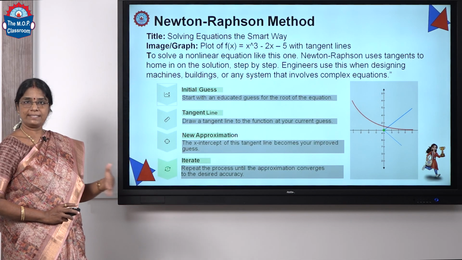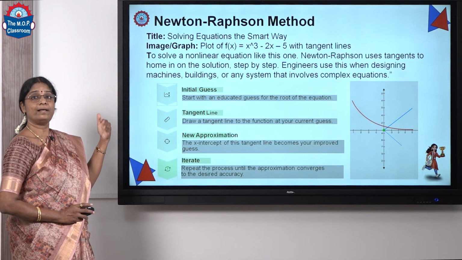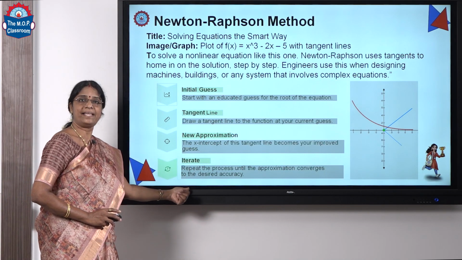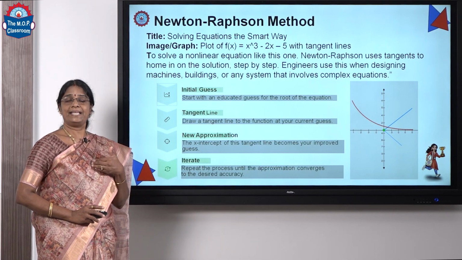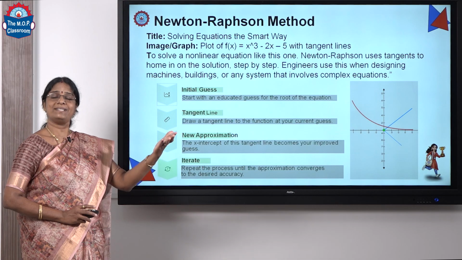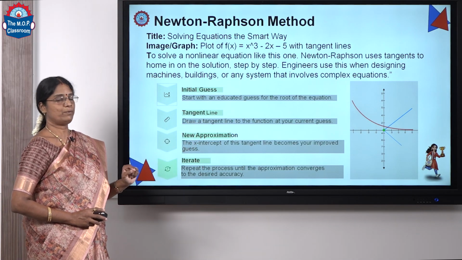Iterative in the sense that the steps are repeated again and again until we reach the respective solutions. Here the approximation converges to the desired accuracy. When I say desired accuracy, it might depend on the situation. I can go for 2 decimals or 3 decimals or 7 decimals. Depending on my accuracy, I can make it accurate. So that is what the procedure says.